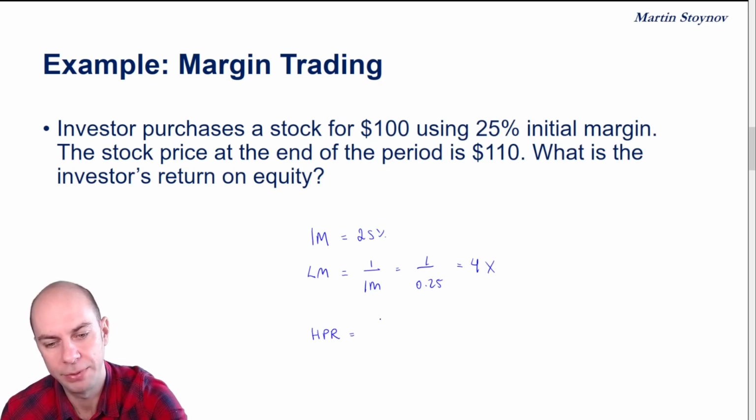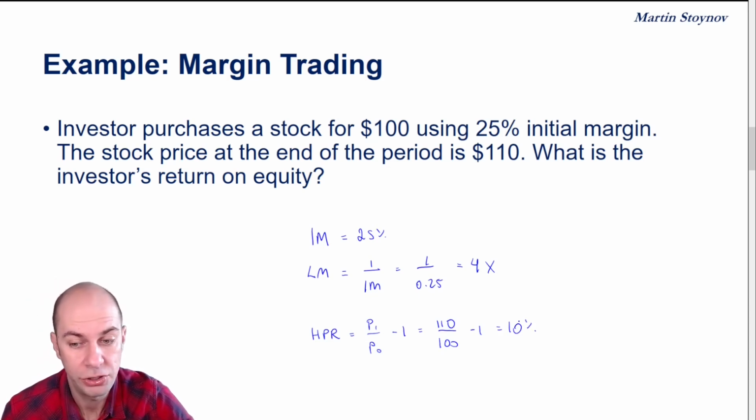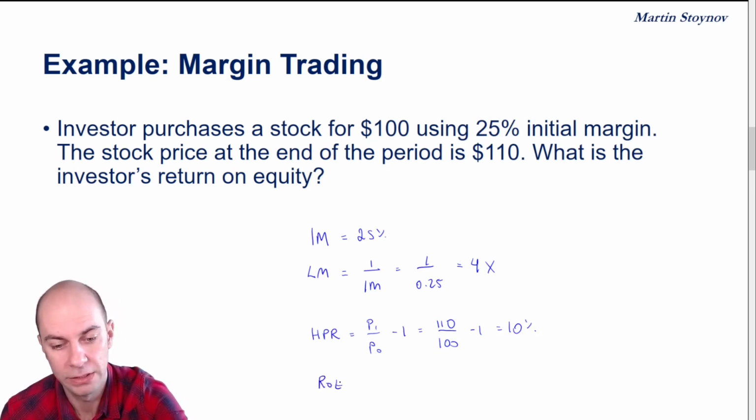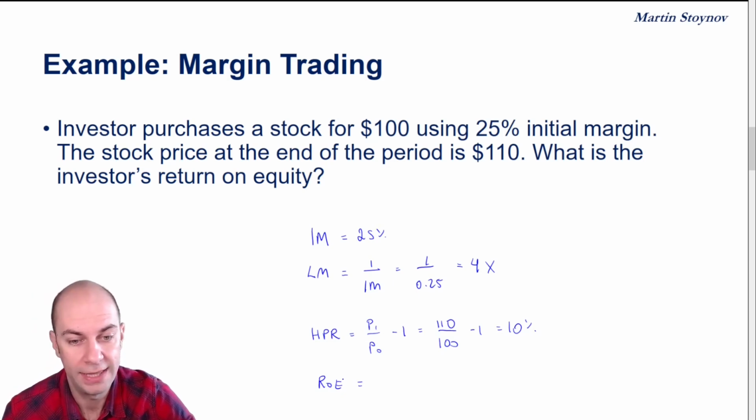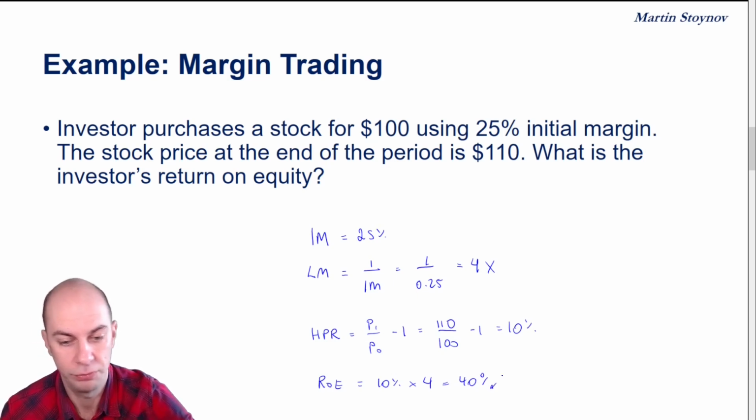Well, let's calculate the holding period return on this stock. So the stock appreciated to 110. Remember, the formula is P1 over P0 minus 1. So the stock appreciated to 110 from 100, minus 1. That's just going to give me 10%. So the underlying stock appreciated by 10%. So my return on equity in terms of my leverage multiple here is 10% return on the underlying stock times 4x leverage, which gives me a 40% return. It's a pretty healthy return if you ask me.